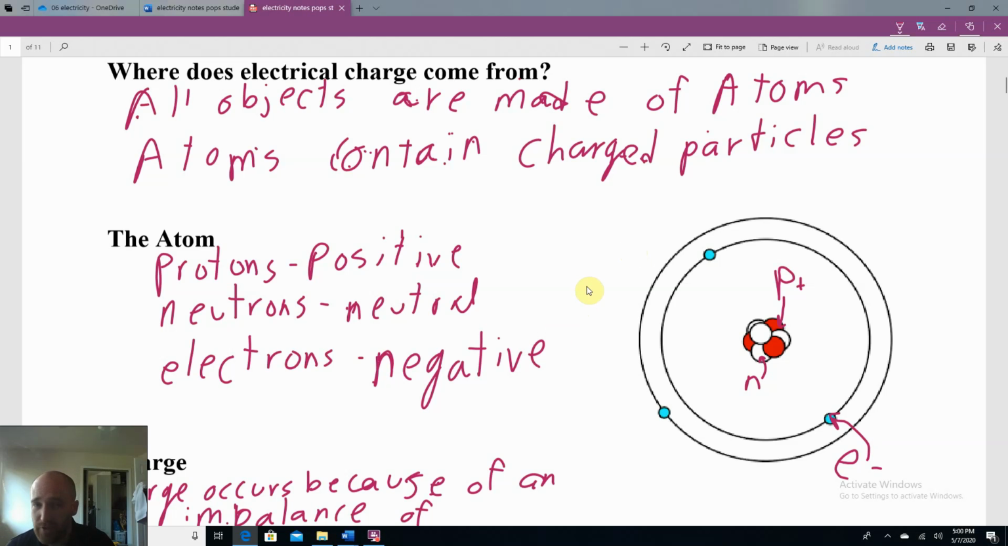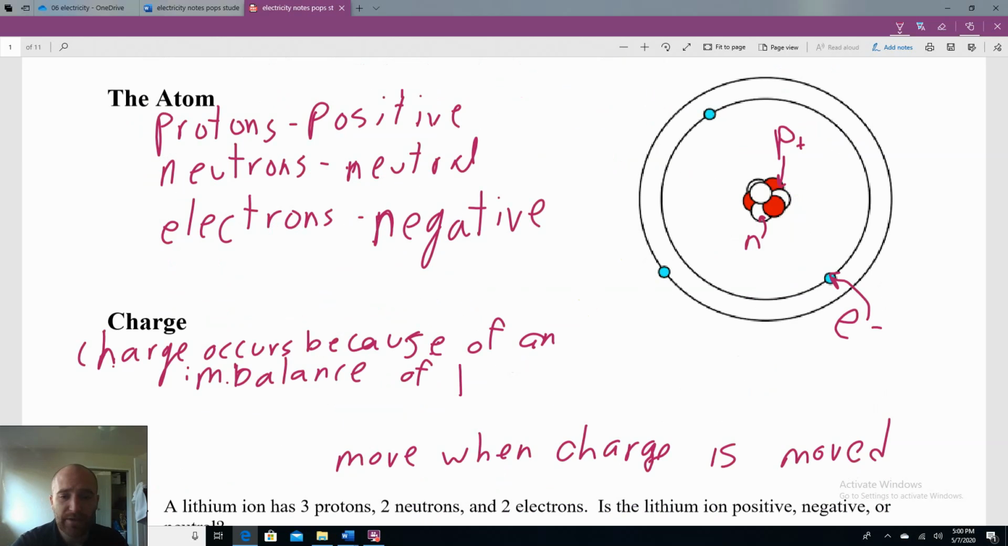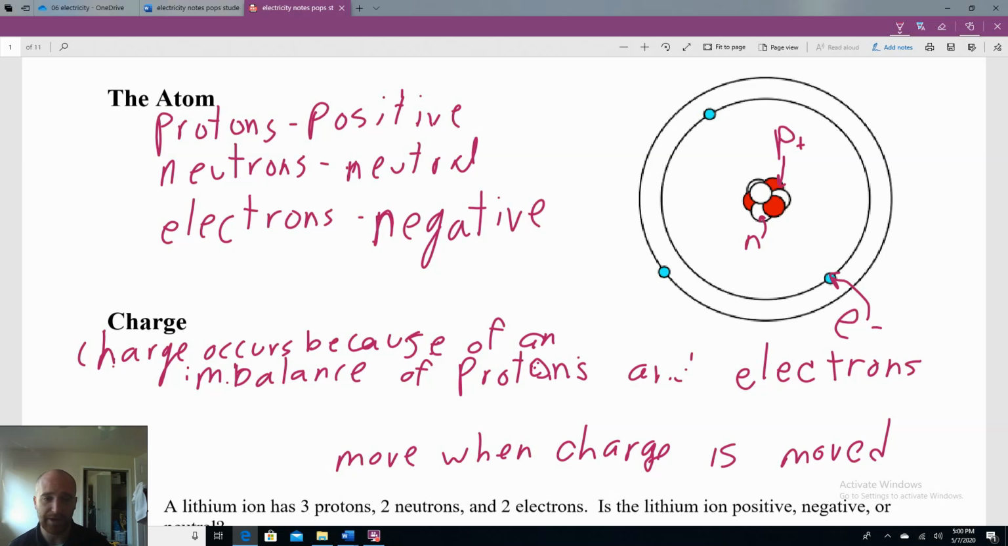Now, when an object becomes charged, it occurs because of an imbalance of protons and electrons. If these two types of particles are balanced, the object is neutral because the positive and the negative cancel each other out. But if there's an imbalance of these, then it becomes charged. If it has more protons, the object will be positive. If an object has more electrons, the object will be negative. So that's how you can tell if an object is positive or negative.